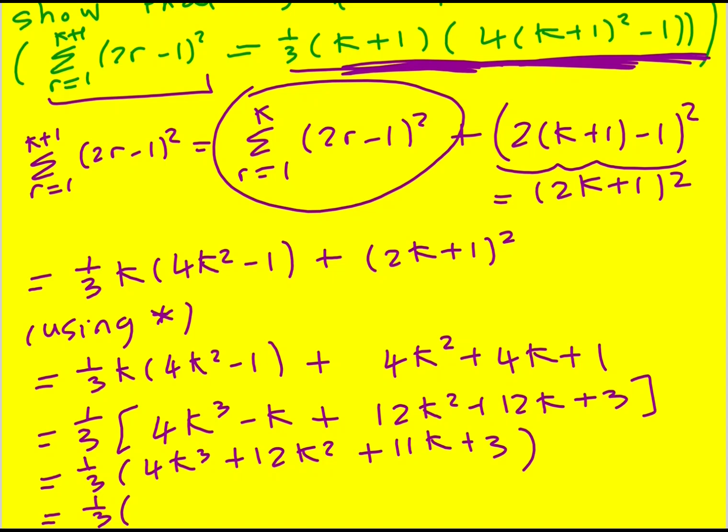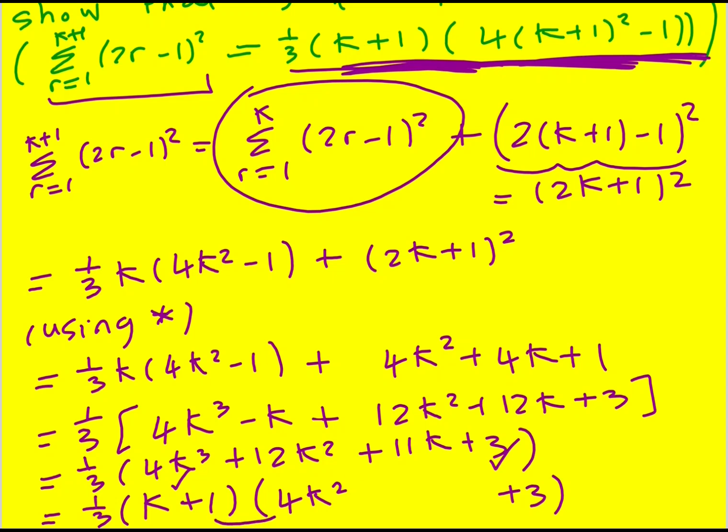Now you could divide the cubic through by k plus 1 using polynomial division, but I'm going to instead just take out a common factor of k plus 1 and then work out what must go in the bracket here and just check that it works. So this will have to be 4k squared. That will then guarantee me this term. I'll need a plus 3 here, which will guarantee me that term. I've got to make sure I get the 12k squared and the 11k now.